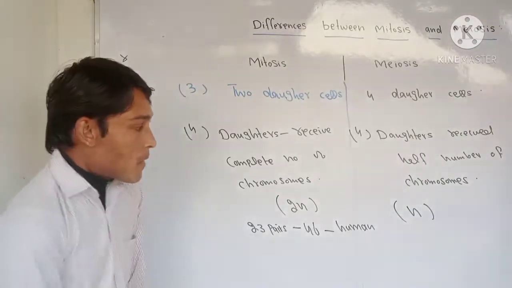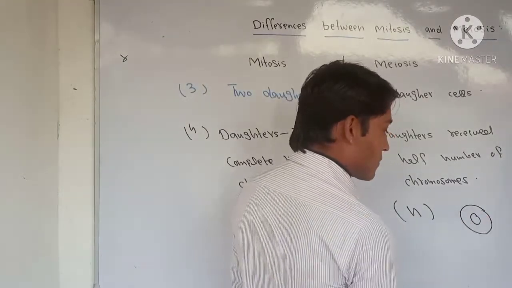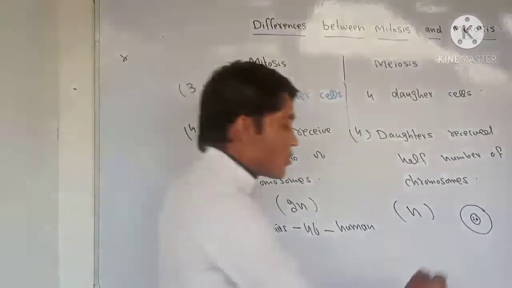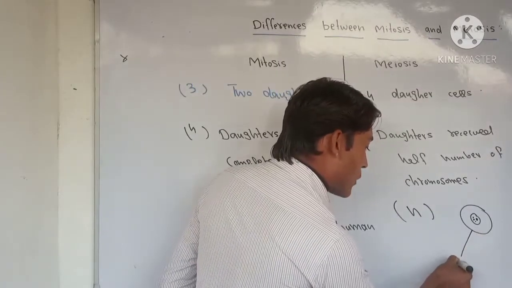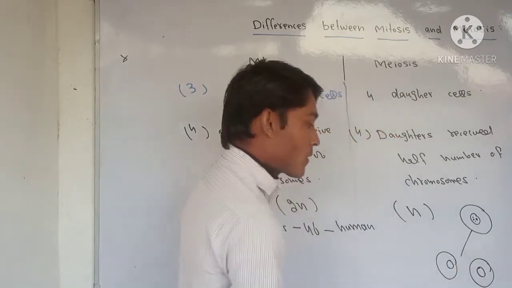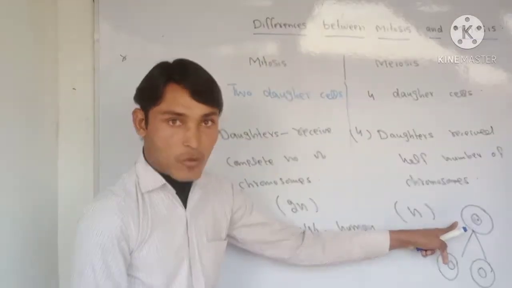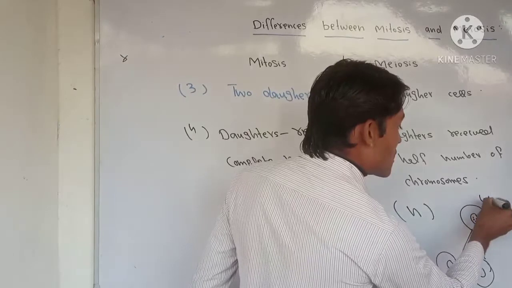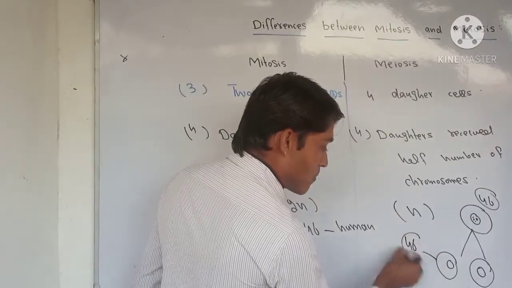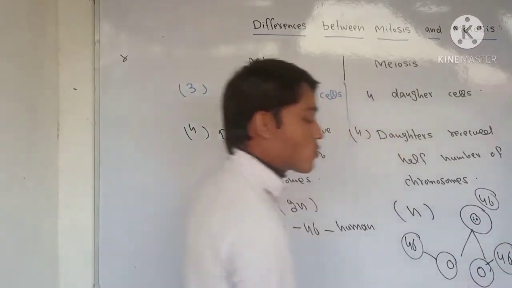For example, here is a parent cell. If the parent cell divides, it will produce two daughter cells. If we have 46 chromosomes in the parent, the first daughter will also receive 46 chromosomes, and the second daughter will also receive 46 chromosomes.